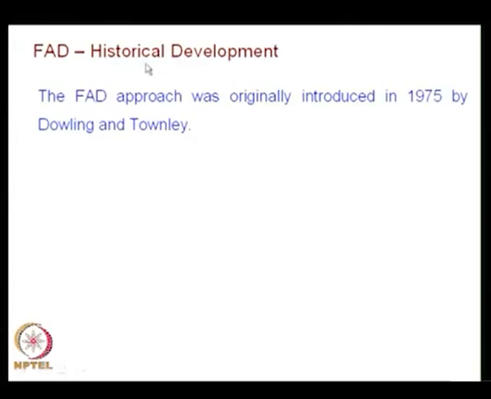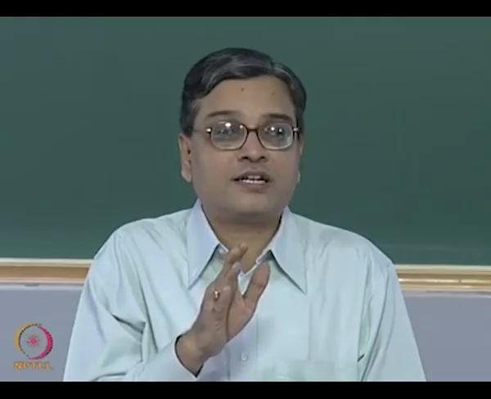Before we get into the approach, we will also see the historical development. The FAD approach was originally introduced in 1975 by Dowling and Townley. Now, here is also very important. Around the 60s you find the plasticity correction by Irwin as well as Dugdale's yield strip model, all of them came. Around 68 you had the J integral concept. Around 75 they had sufficient understanding of what is elastoplastic fracture mechanics. So, people looked at how to assess failure in EPFM.